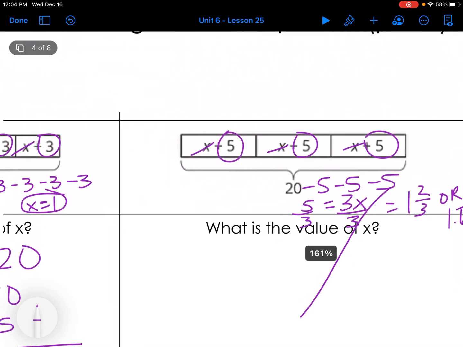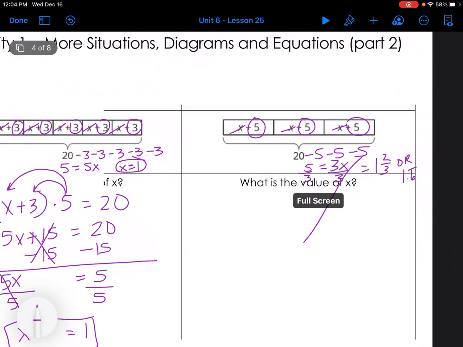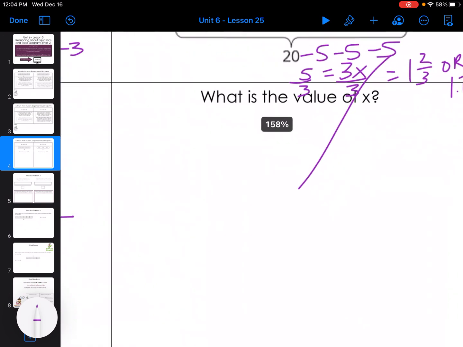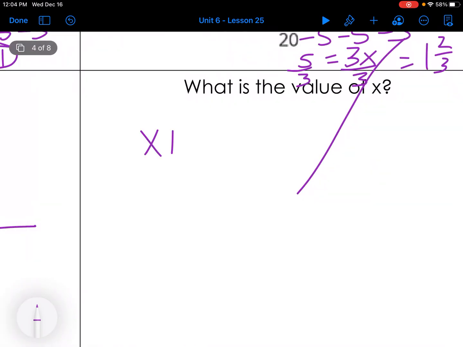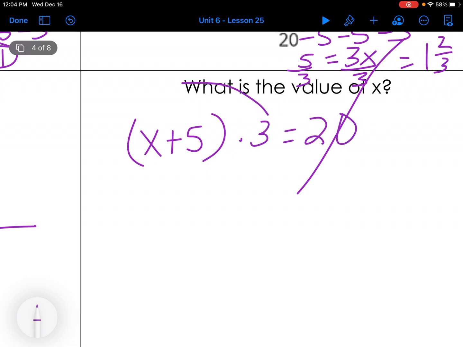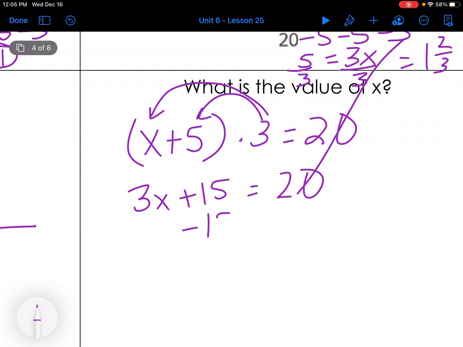Now I'm going to solve it traditionally. So the equation would be, distributive property first. So 3 times x is 3x, 3 times 5 is 15, equals 20. So I subtract 15 because I'm zeroing out on the side that has the variable.